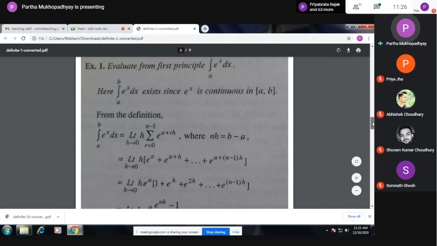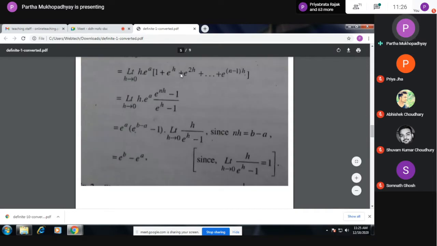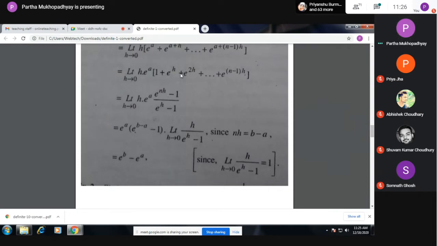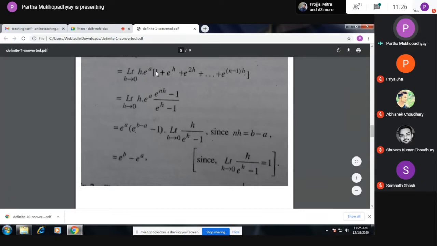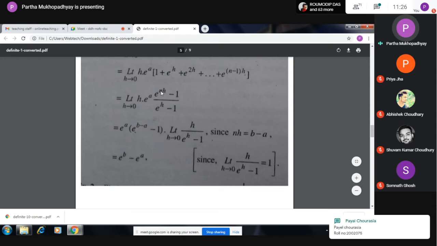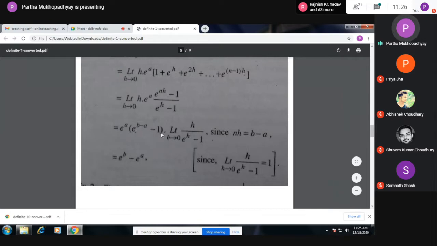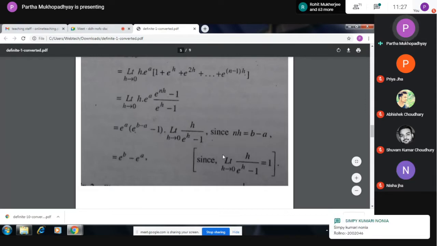We know if the first term is a and common ratio is r, the sum is a into (r to the power n minus 1) by (r minus 1). Here a is 1. Don't confuse this a with this a. First term is 1. So (e to the power nh minus 1) by (e to the power h minus 1). And h into e to the power a is outside. Now you put nh is equal to b minus a. So e to the power a into (e to the power b minus a minus 1) will be outside, and we are left with the limit of h by (e to the power h minus 1), h tending to 0. This limit will be equal to 1. This is a very standard limit, and this will be equal to 1. Everybody is aware of this result.